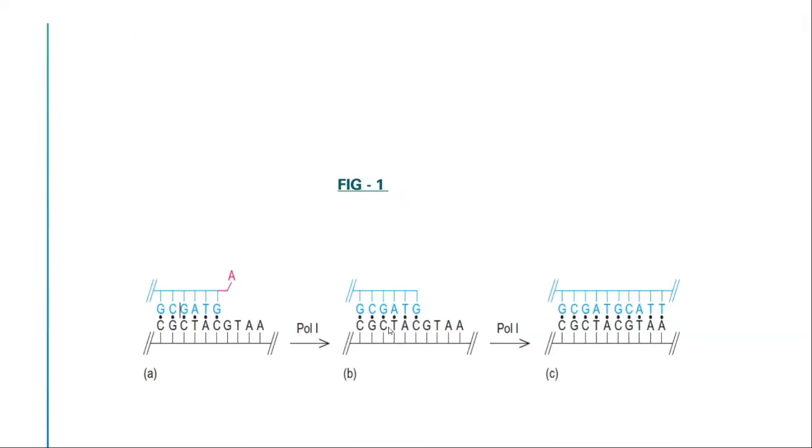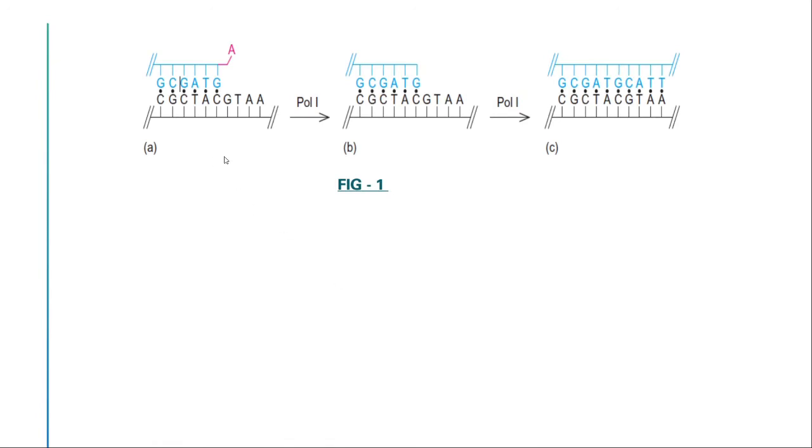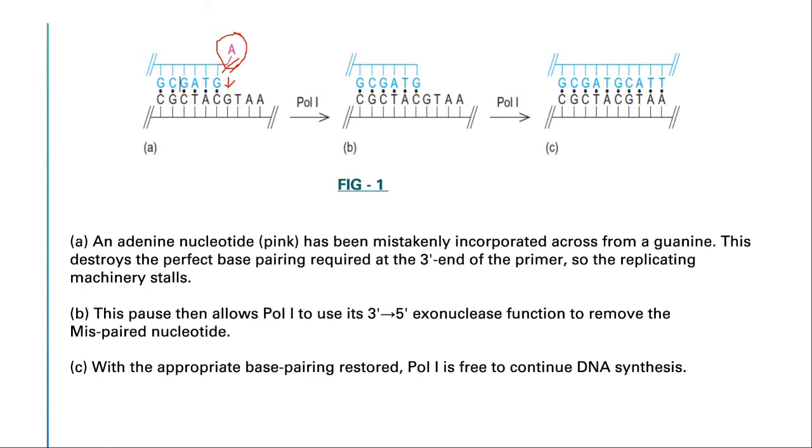And that's the figure. The first one shows the pink structure, that is the adenine. Here it tries to bind with the G, that is the guanine, but it is a mispairing. So Pol1 stops the synthesis and removes the mispaired base, that is the adenine, and repairs or proofreads it. Then the process of synthesis goes on. Here's the descriptive part of the figure. You guys can read it.